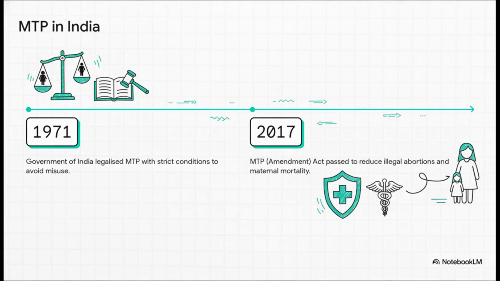Here in India, the government legalized MTP way back in 1971, but with very strict rules. The whole point was to prevent people from misusing it, especially for female foeticide, and to stop women from dying from unsafe back-alley abortions. The law was updated again in 2017. Basically, MTP is allowed under certain conditions, like if the pregnancy is the result of rape or contraceptive failure, or if it's a danger to the mother's life or the fetus has severe problems.